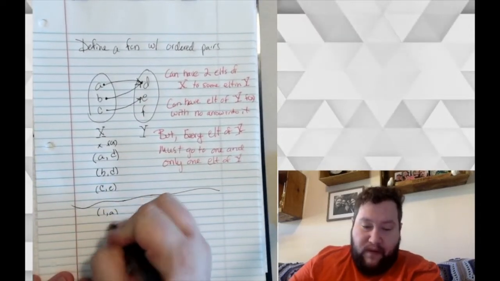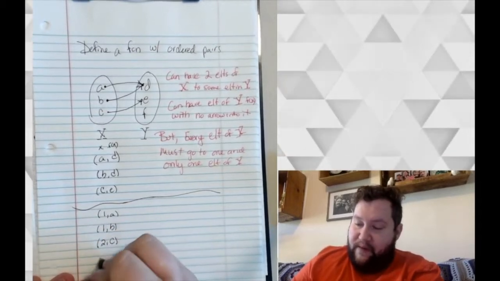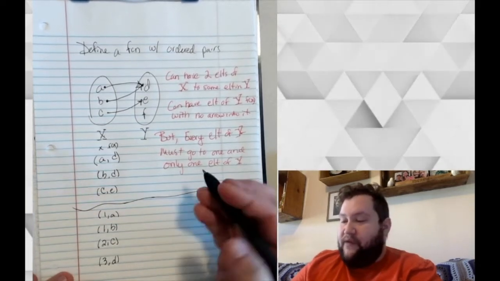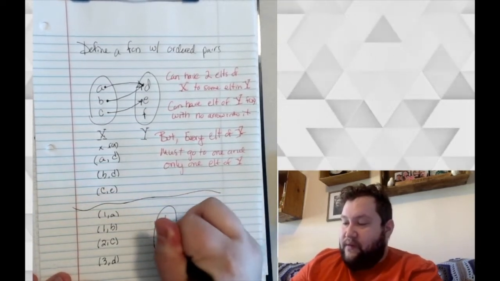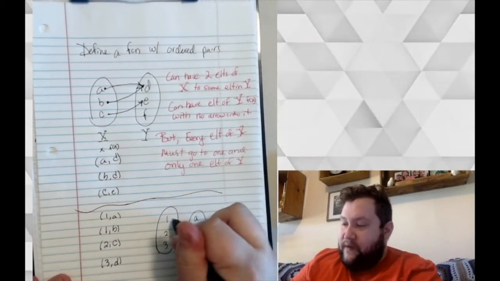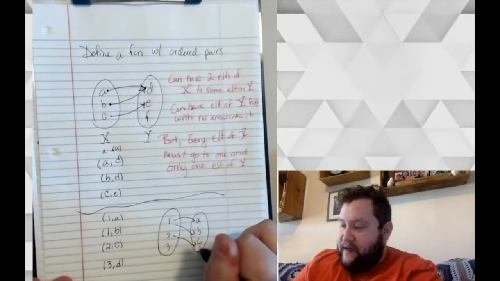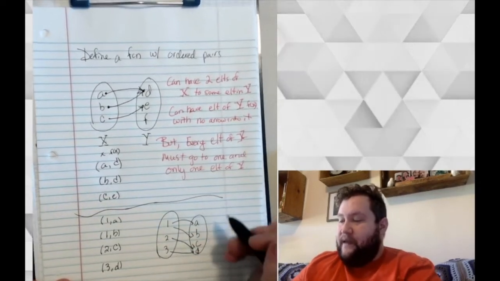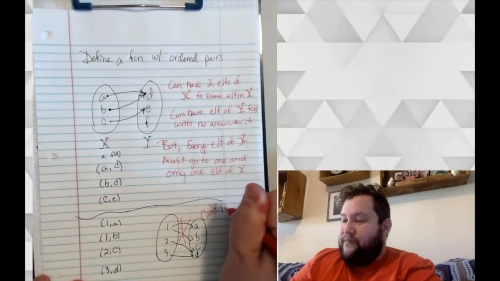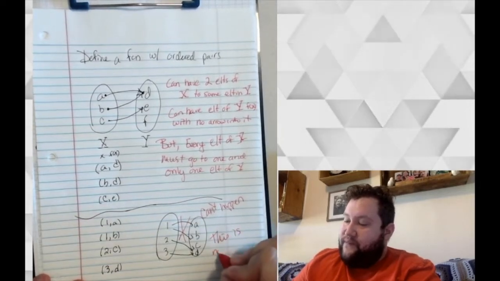So contrast this with, say, the following ordered pairs: 1A, 1B, 2C, and 3D. So what we have here, and we can draw it if we'd like. So we have 1, 2, 3, A, B, C. 1 goes to A, 1 goes to B, 2 goes to C. Oh, and I lost my D. 3 goes to D. This can't happen. This is not a function.